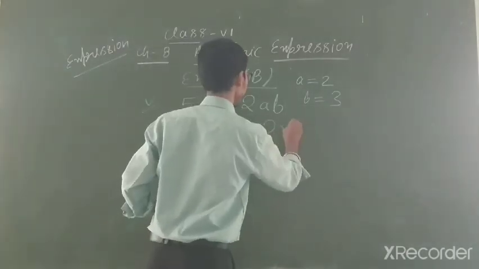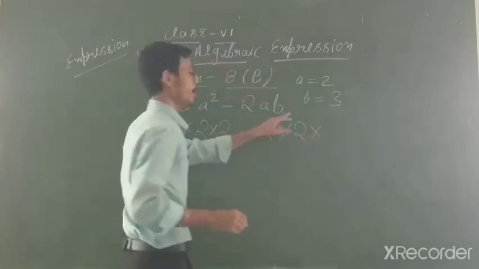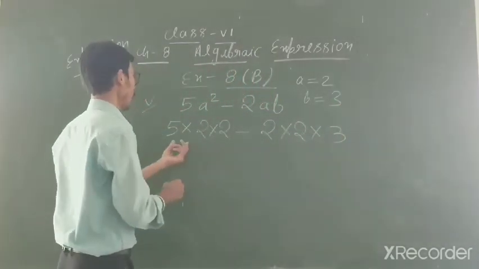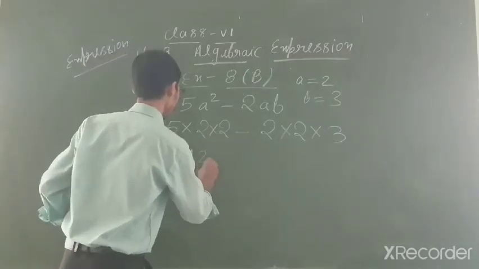So 2 into the value of a is 2. Write down 2. The value of b is 3. Write down 3. Clear, student? So now 5 2 ja 10, 10 2 ja 12. So write down here 12.